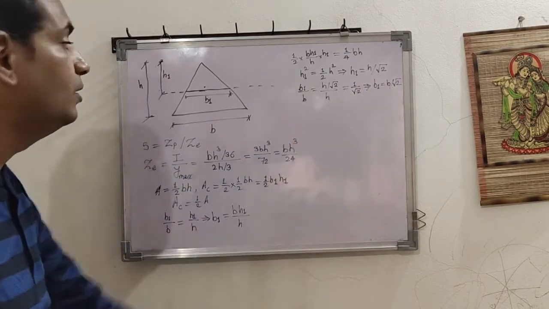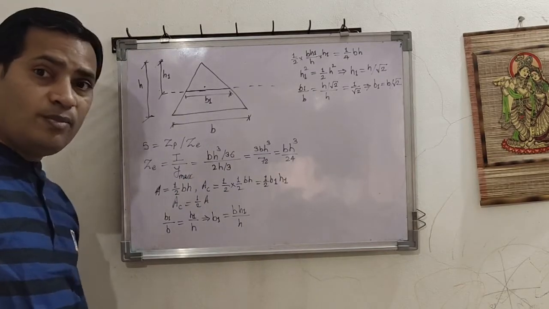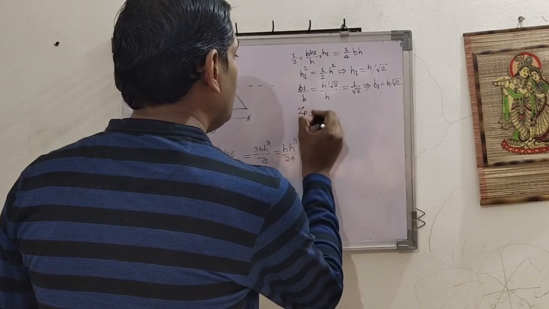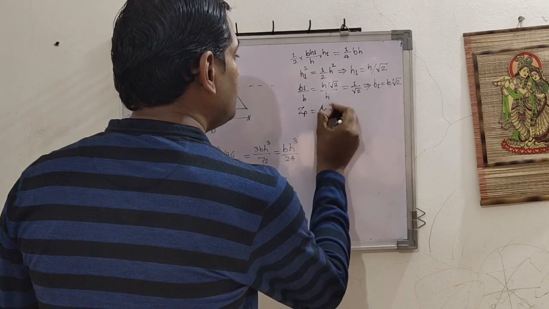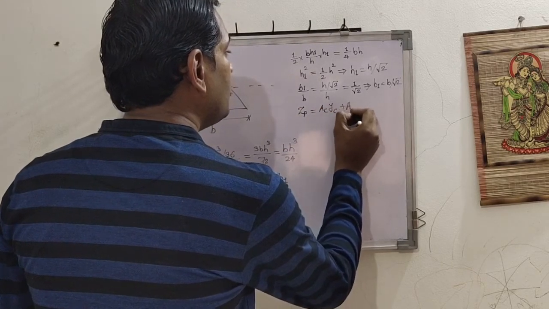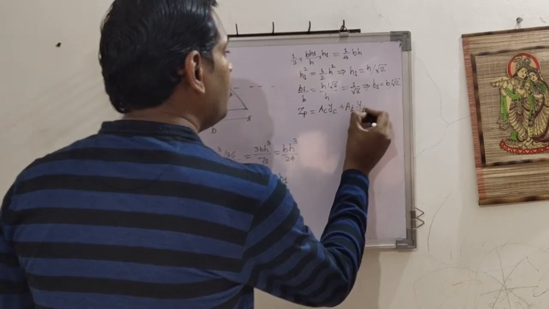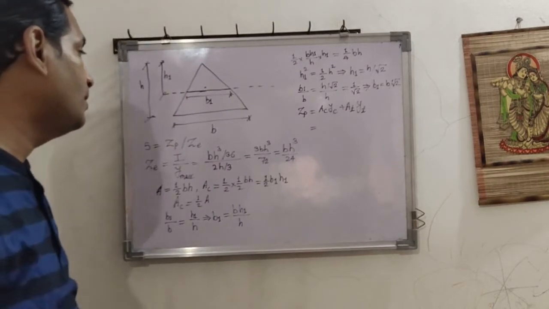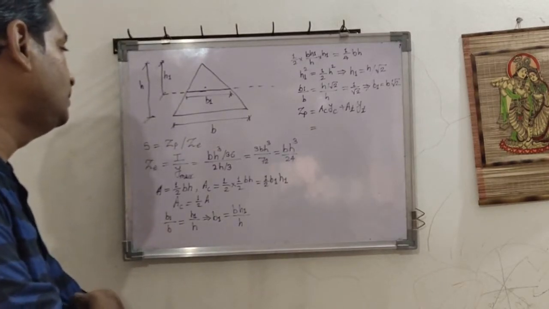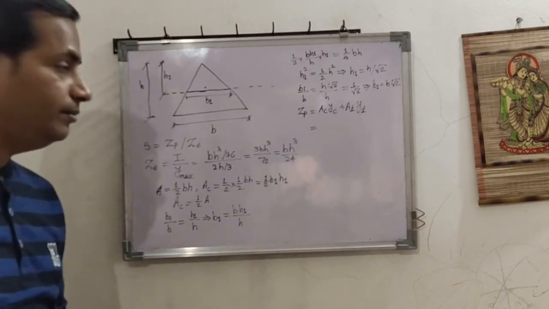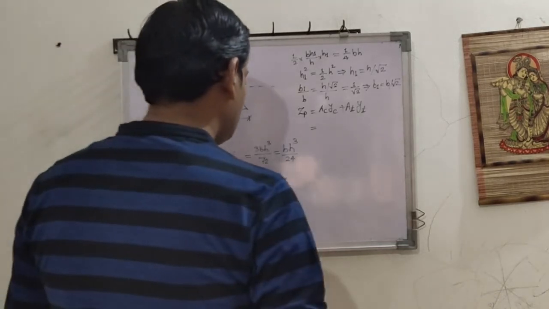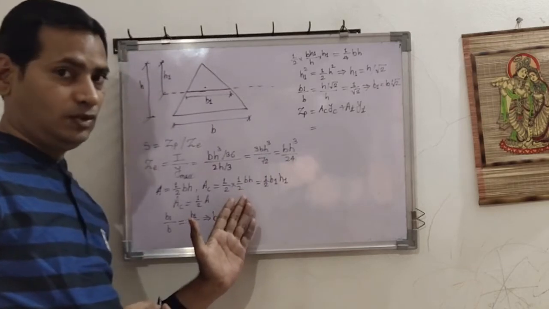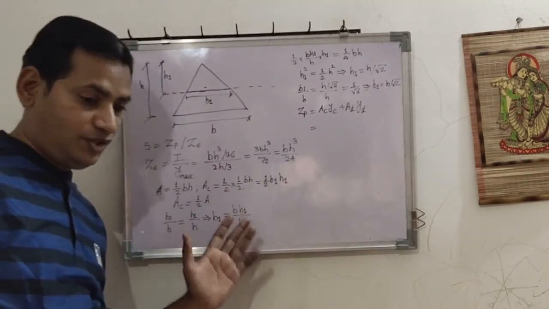So proportionate. Now we will go to plastic section modulus ZP. It is equal to AC into YC plus AT into YT. What is AC? Half B1 H1, or 1 by 4 times BH.